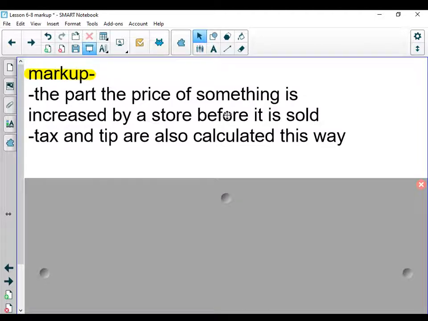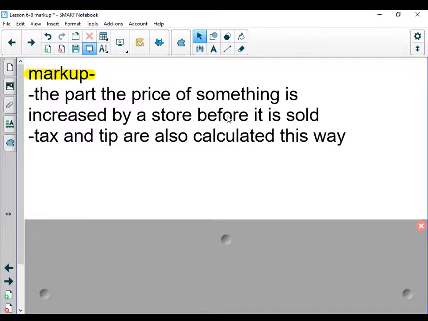Also, you have heard of tax and tip before. Those are also markup items. Pause if you need more time right here.